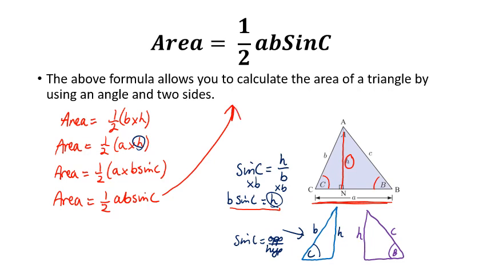If we wanted to use the purple triangle, just for fun, we would end up with sine B equaling our opposite over our hypotenuse, which is h over c. And if we times both sides by c, we end up with c sine B equals h. We could substitute that in instead of this one, and if we did that, we would end up with area equaling a half ac sine B. But we would still end up with the same area of the triangle.